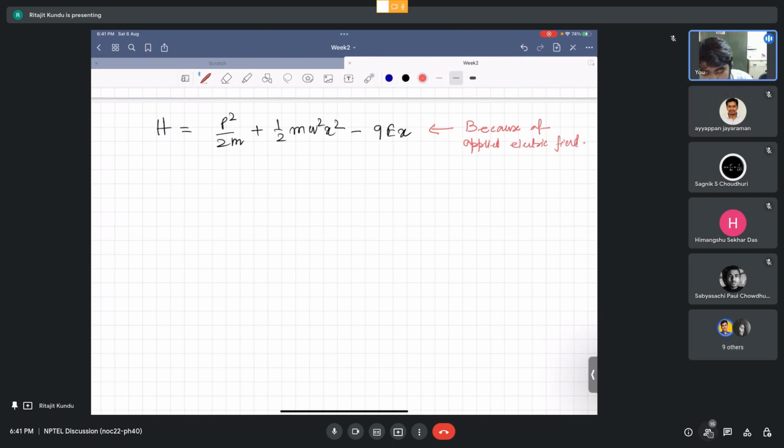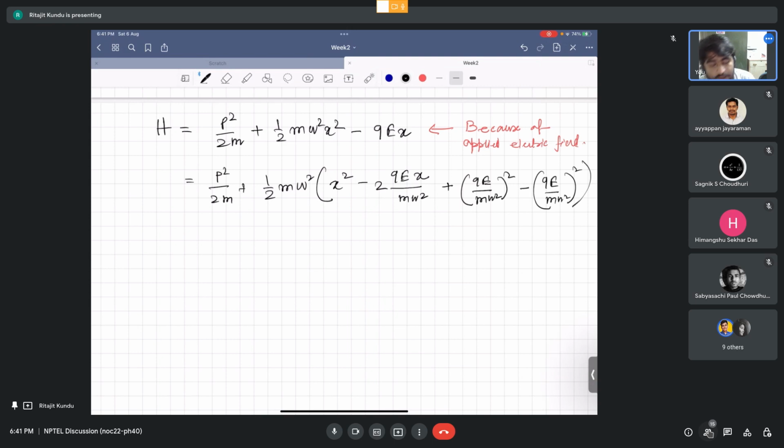So yeah, we can make it a complete square. Let's try to do that. So p square by 2m plus half m omega square. I am taking the m omega square part out, so this is x square minus q e x by m omega square times 2. Now to complete the square, I need an additional q e by m omega square whole square and minus q e by m omega square whole square.